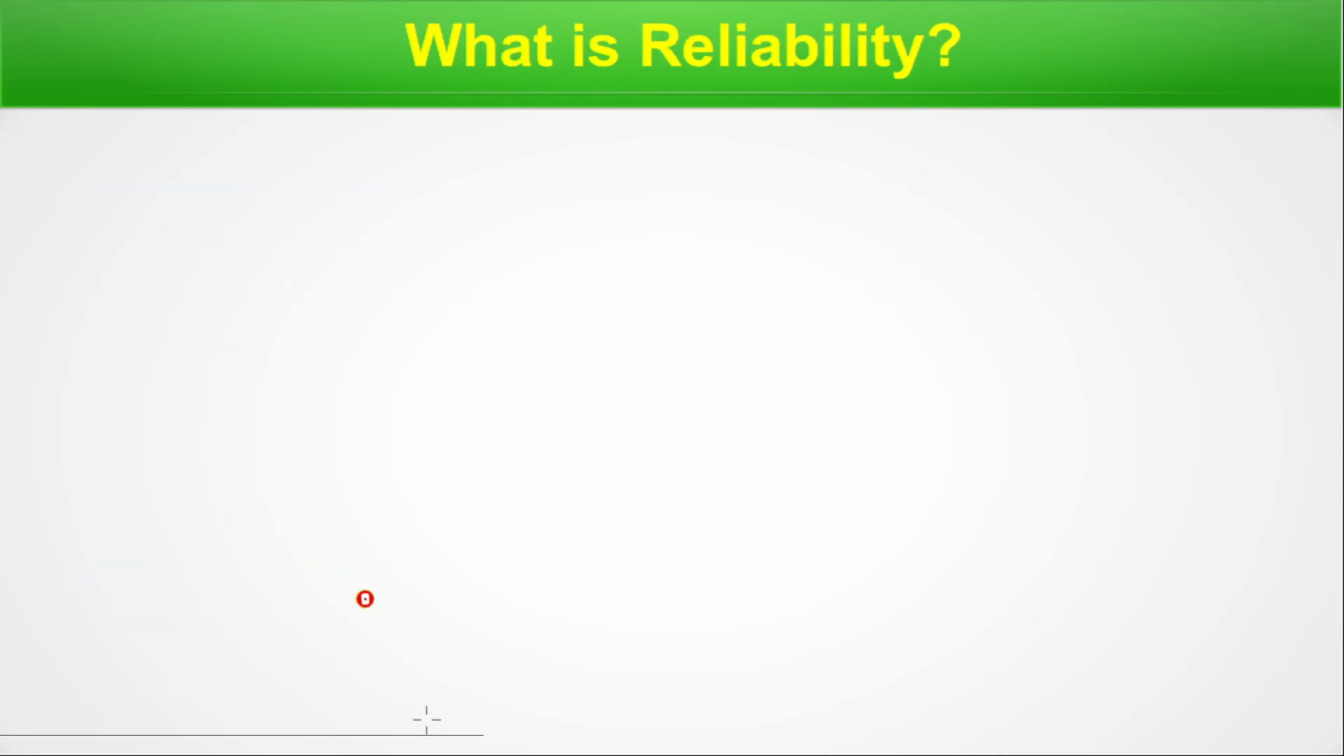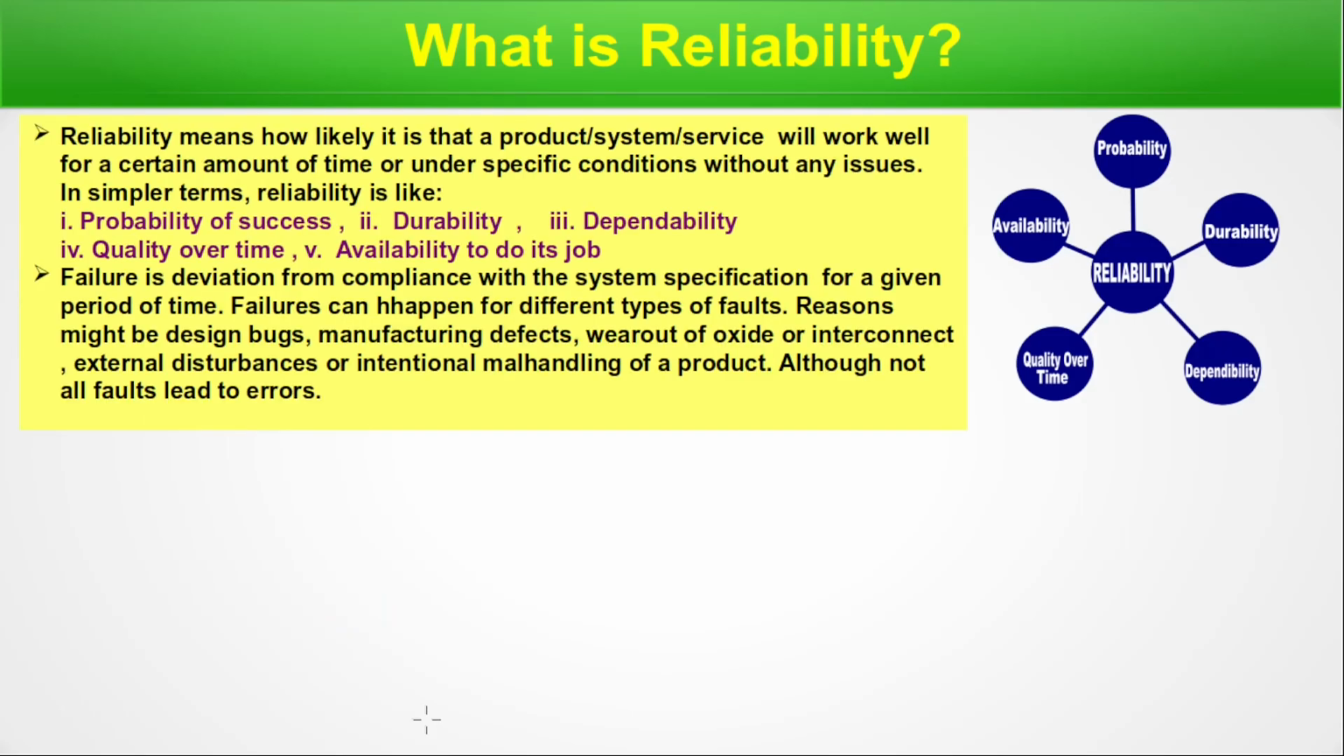What is reliability? Let's define reliability. Reliability means how likely it is that a product or system or service will work well for a certain amount of time or under specific conditions without any issues. Reliability is related with the performance of a product or system or service. It means when we have a system or product or service, by reliability of that product, we understand whether it will work properly or not. Properly means for how long it will work and whether it will work under specific conditions without any issues or not.